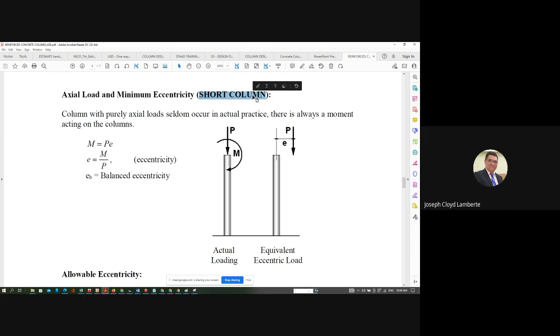So, column with purely axial load seldom occur in actual practice. Tinuod na, kung simply supported na nakabutang diri. Parehas lang sa kanang overpass diha sa mall. Gitungtong ra man ang mga girder, gitungtong ra man, so it will not give rotation to your column. So purely axial na sila.